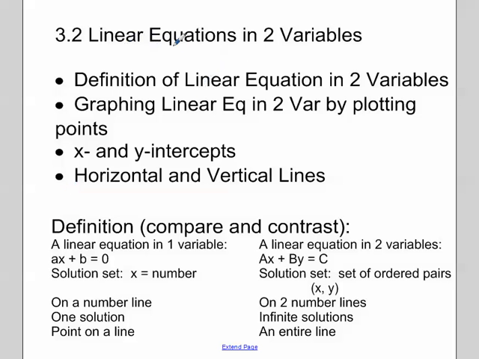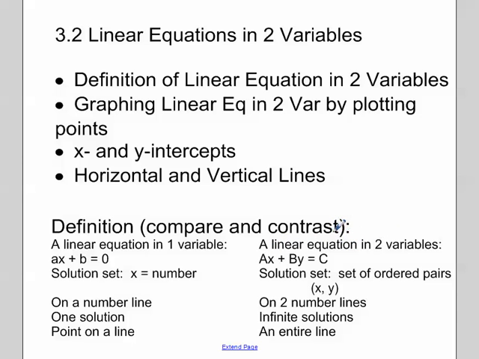So here's linear equation in two variables. This is the title of our section, and we're going to talk about these 4 bullet points, which we talked about just before. So here's a definition of what we had in chapter 1, a linear equation in one variable. And here's what we have in chapter 3, which is what we're talking about today.